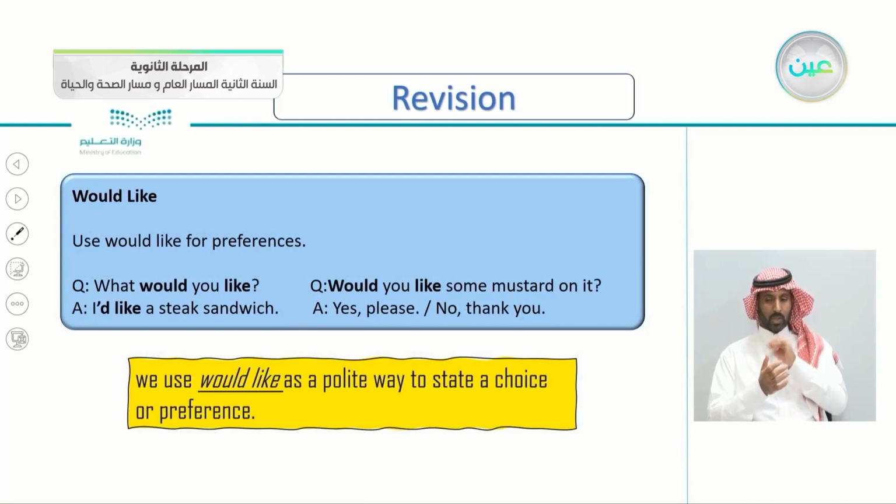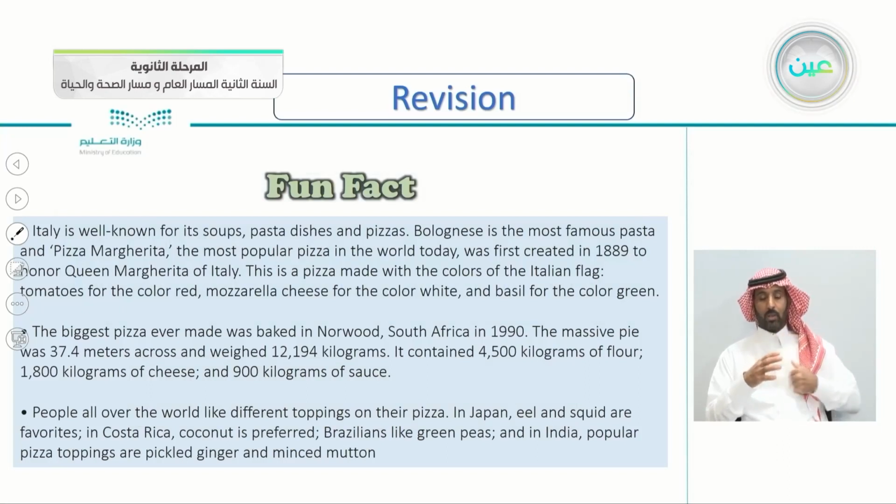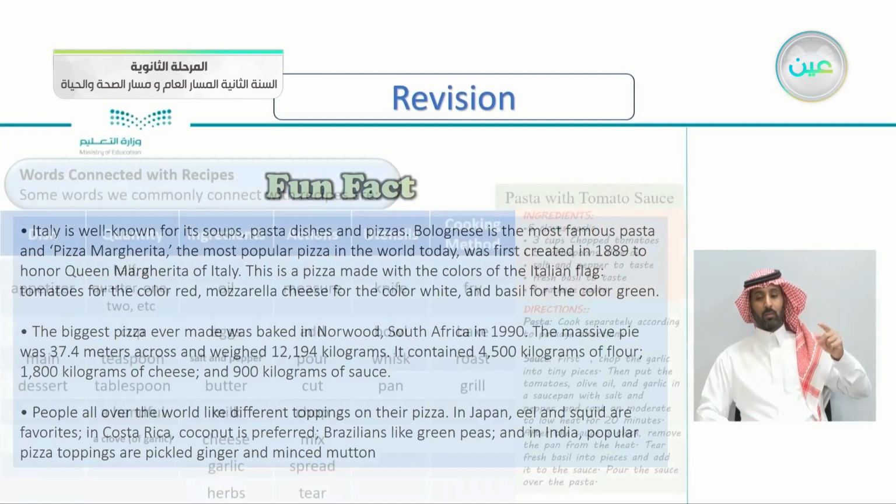Then we took would like. We use would like as a polite way to state a choice or preference. I would like some coffee. I would like to go, and so on. And we read the fun fact about the pizza in Italy and the name. Where's the name coming from? The Margherita pizza. From here, Queen Margherita, and so on.